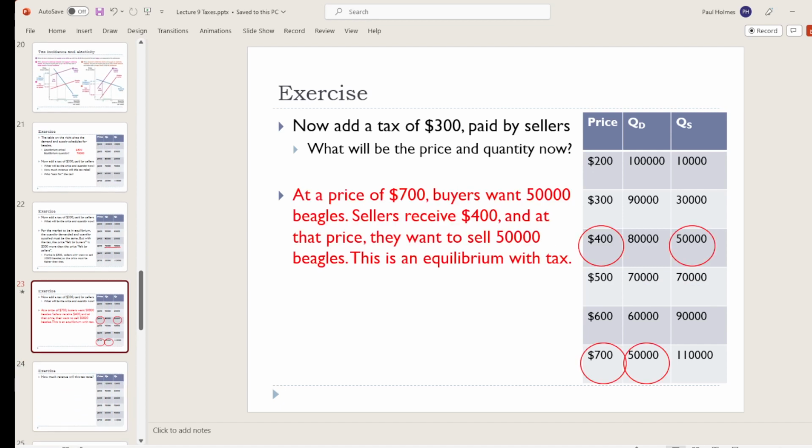There it is. If the buyers pay 700, with the sellers getting 400 and an extra 300 going to the government, then the buyers want to buy 50,000 beagles. The sellers receive $400, and at that price they're willing to provide 50,000 beagles. So this then is our equilibrium with tax in the market.